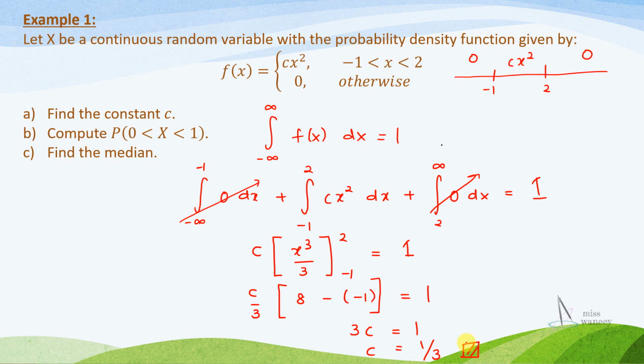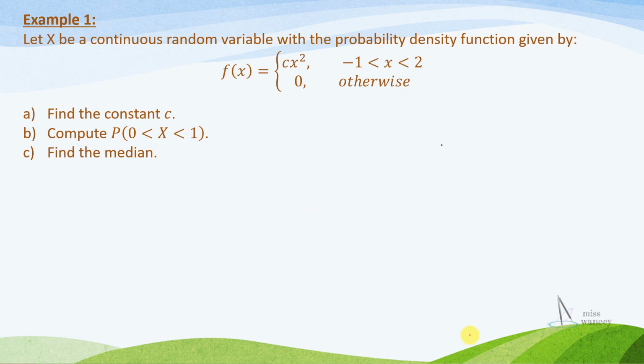So now let us move on to the second part. Now we have to calculate probability for x in between 0 and 1. We have already calculated earlier, c is 1/3. Draw your number line. So this is -1 up until 2. The function is 1/3 x squared. Left hand side 0, right hand side also 0. We want to compute probability for x in between 0 and 1. Let us check where is 0 and where is 1. Both of them are inside here, this one 0, and then this is 1.